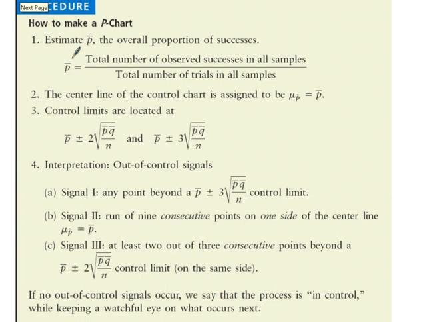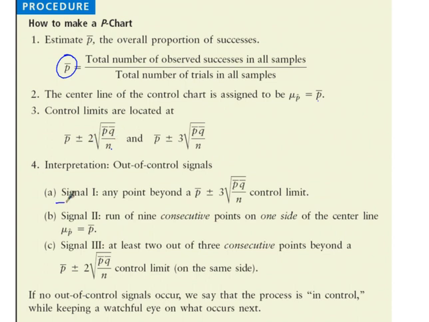P bar, this is the first time this will show up. It's the total number of observed successes in all the samples. So if I've got 10 different samples, I'm going to add up all the successes. I'm going to add up all the trials, and that's going to be your P bar. Be careful with that. That's going to be your center line. You're going to use P bar to find Q bar divided by how big each sample was to figure out 2 standard deviations away and 3 standard deviations away.